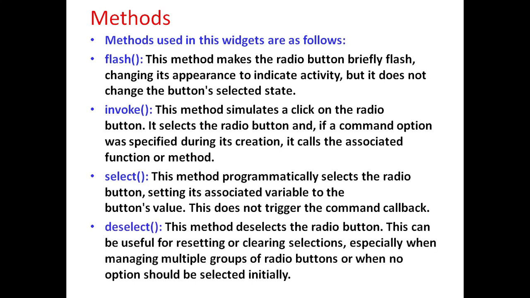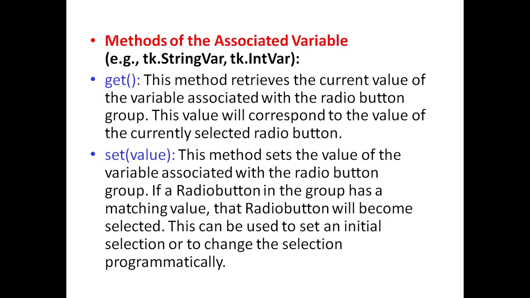And the deselect method deselects the radio button. This can be useful for resetting or clearing selections, especially when managing multiple groups of radio buttons or when no option should be selected initially. Different methods of associated variables are get.